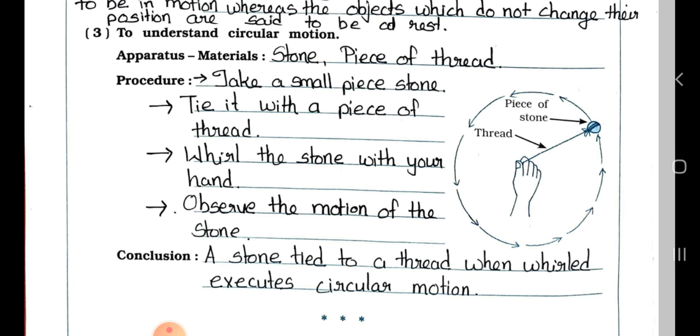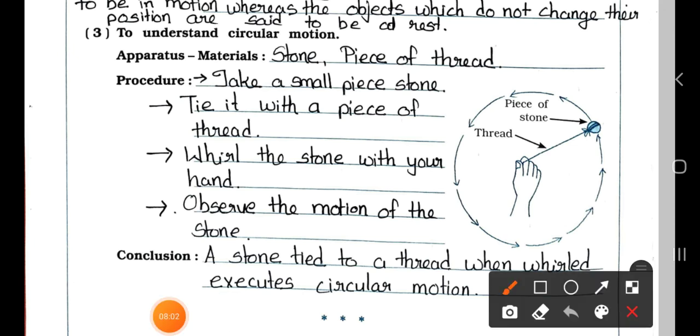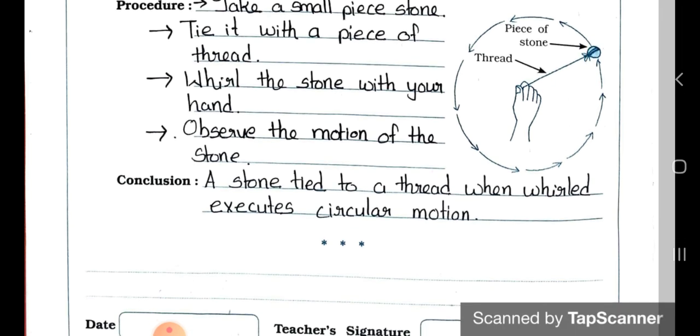Number 3. To understand circular motion. Now see, apparatus and materials are stones and a piece of thread. Procedure. Take a small piece of stone. Here the stone is there, and here this one is the thread. Tie it with a piece of thread. Whirl the stone with your hand. You have to round it. Okay. Observe the motion of the stone. A conclusion is a stone tied to a thread, when whirled, executes circular motion.